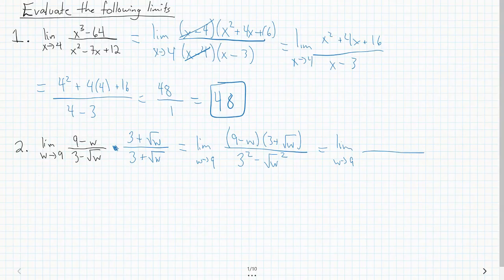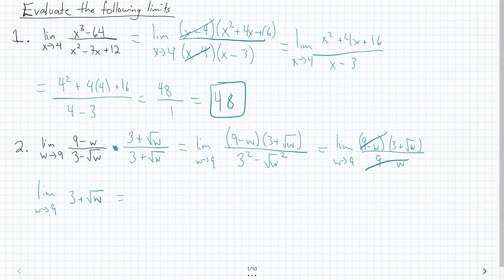of 9 minus w, 3 plus the square root of w, and down below that's 9 minus w. So notice our 9 minus w's are in common, so we can cancel those out. And what we're left with is the limit as w approaches 9 of 3 plus the square root of w.